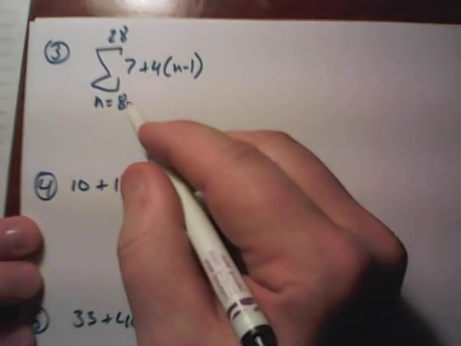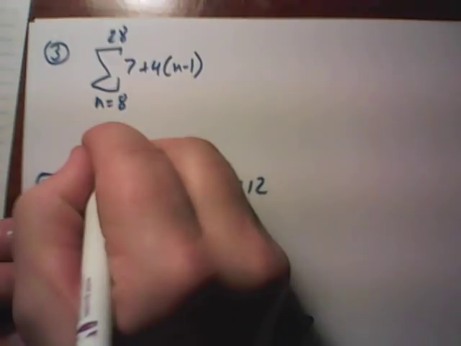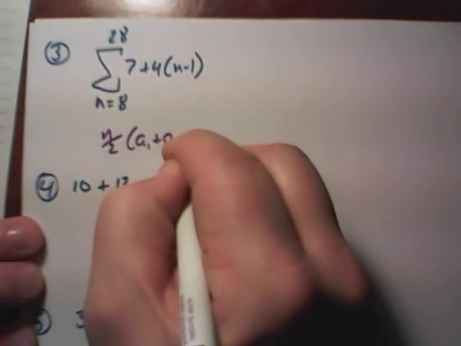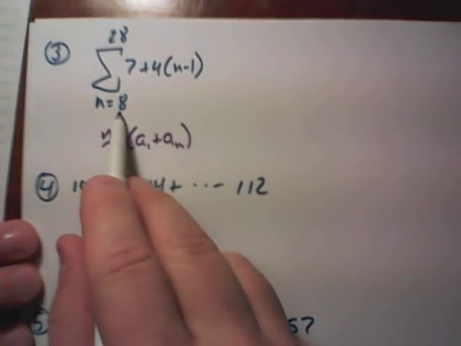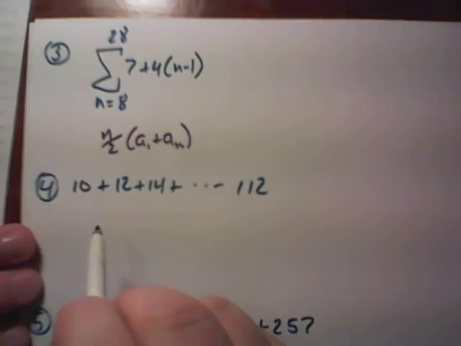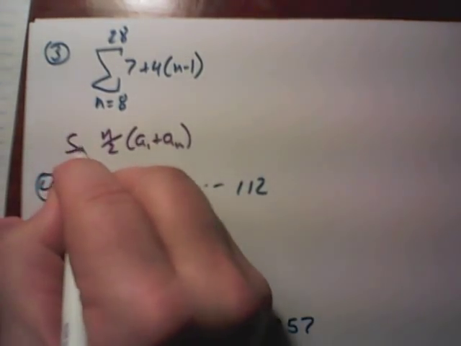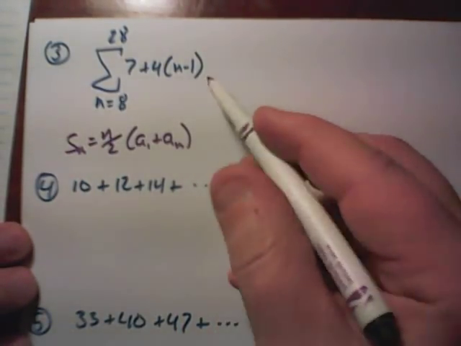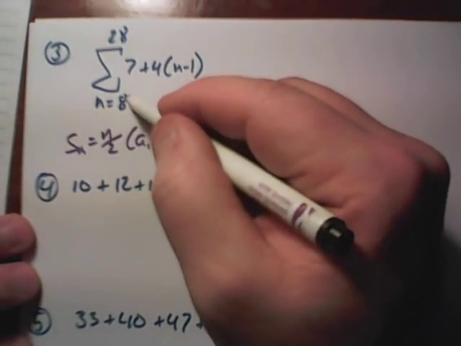And so in our formula, when we normally have a formula that looks like this, the number of terms over 2, and we take our first term plus our last term. In this particular example, our first term is actually going to be the 8th term, because that's the number that we're starting with. And so we'll just have to make that adjustment when we get to this formula. But let's first look and see if we can find the information that we need here.